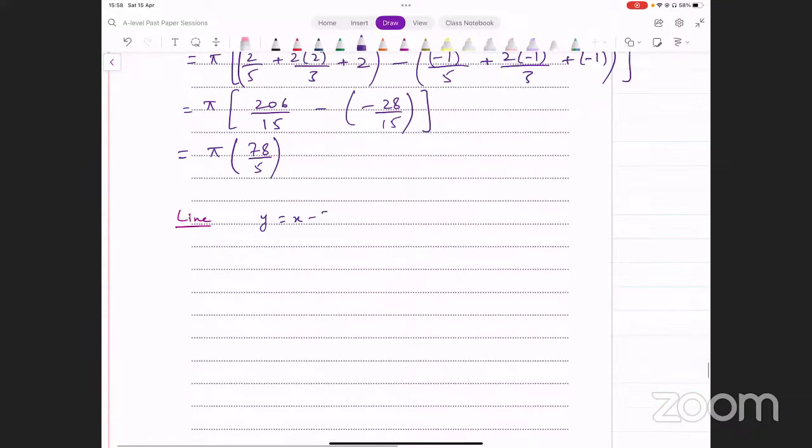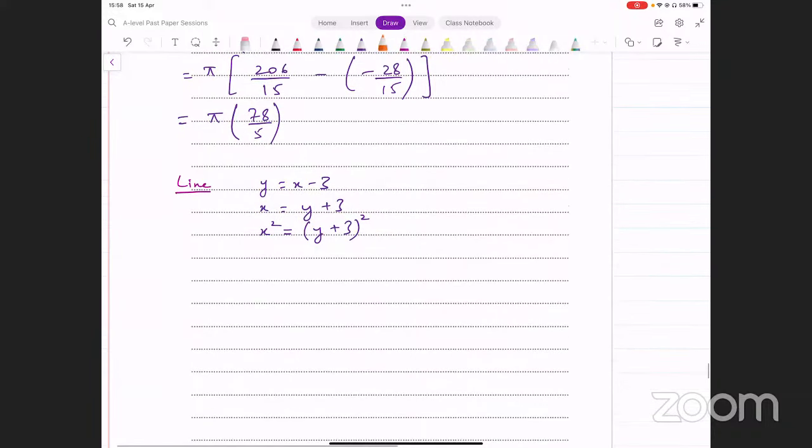The first thing you have to do is make x the subject. That gives you x equals y plus 3. Now you square both sides: x squared equals y plus 3 whole squared. Now it is not necessary to expand this, because the base inside the power is linear. You can still use the power rule on this. You can use the power rule directly on this. That would not be an issue. So we can leave it as it is. Okay, let's apply the volume formula.